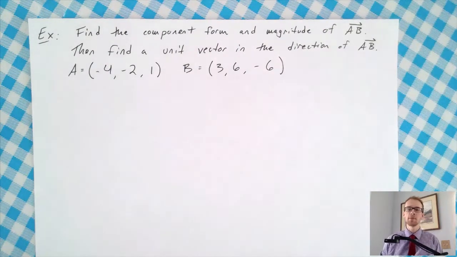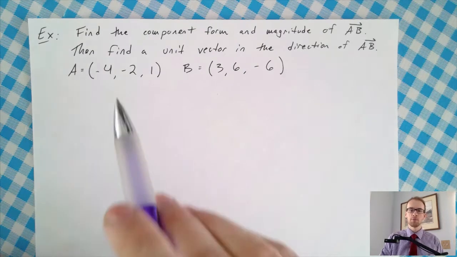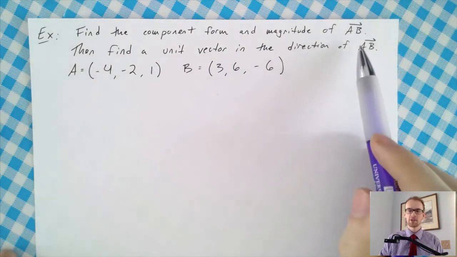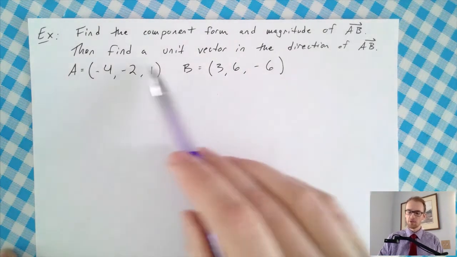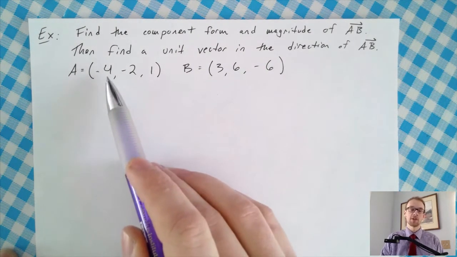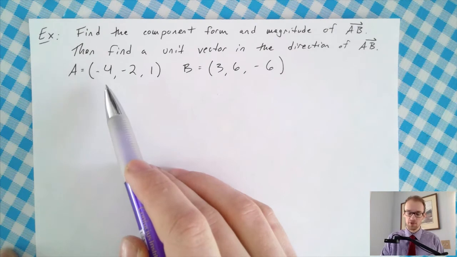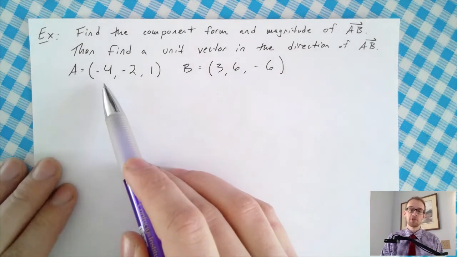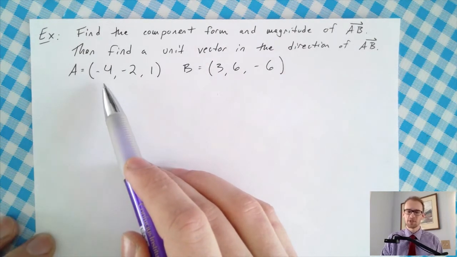Okay, so in this example, we are going to find the component form and magnitude of vector AB, and then we'll find a unit vector in the direction of AB. This time, though, our vector is in 3D space. We've already done this for a 2D vector, but now we're doing it for a 3D vector. And the process is pretty much the same. So let's get to it.